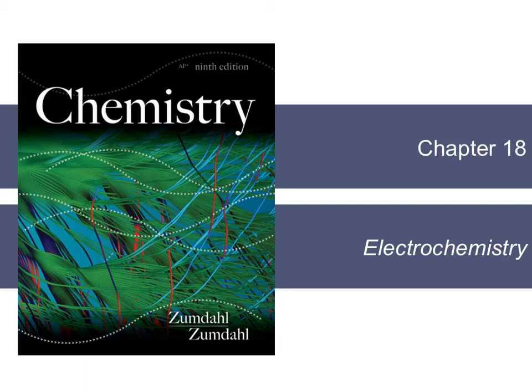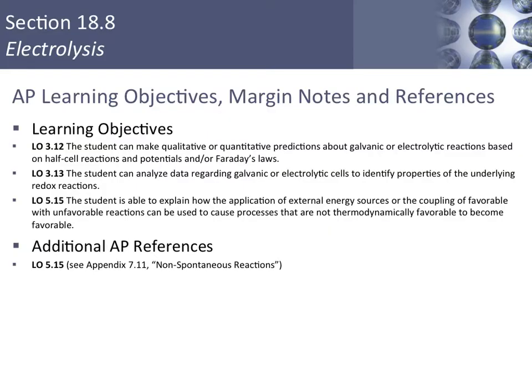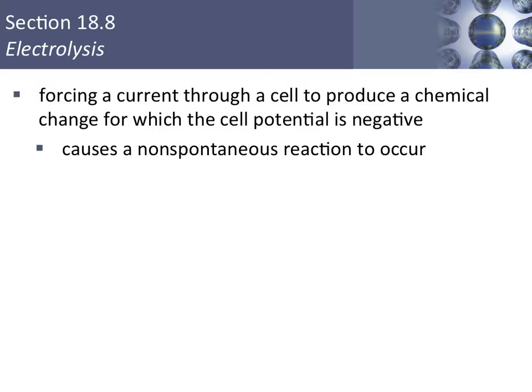In Section 8 of Chapter 18, we will be discussing electrolysis. So far in Chapter 18, we have discussed galvanic cells, where chemical energy is changed to electrical energy. The galvanic cell uses a spontaneous redox reaction to produce a current that can be used to do work. The cell potential is positive.